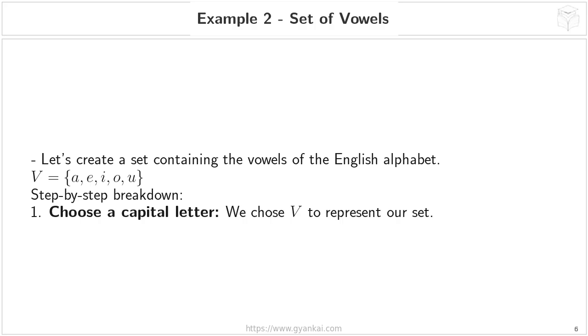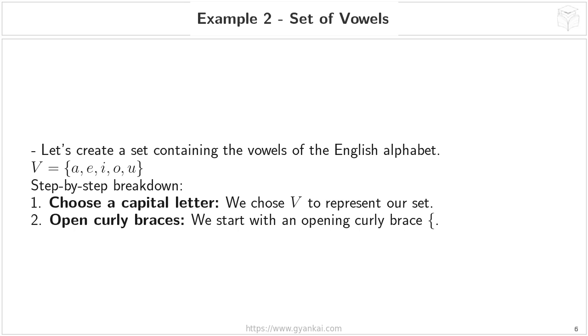First, we choose a capital letter to name our set. In this case, we've chosen V. It's simply a label to help us refer to this specific collection of vowels. Next, we open curly braces. These curly braces, as we've learned, are essential for defining a set. They tell us that everything inside them belongs to the set.